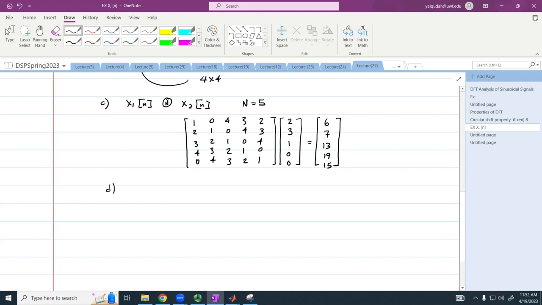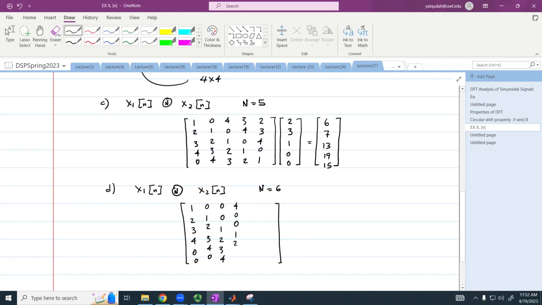Let's do circular convolution with n equal to 6. I'm going to get 1, 2, 3, 4, 0, 0; 0, 1, 2, 3, 4, 0; 0, 0, 1, 2, 3, 4; 4, 0, 0, 1, 2, 3; 3, 4, 0, 0, 1, 2; 2, 3, 4, 0, 0, 1, and multiplied by 2, 3, 1, 0, 0.